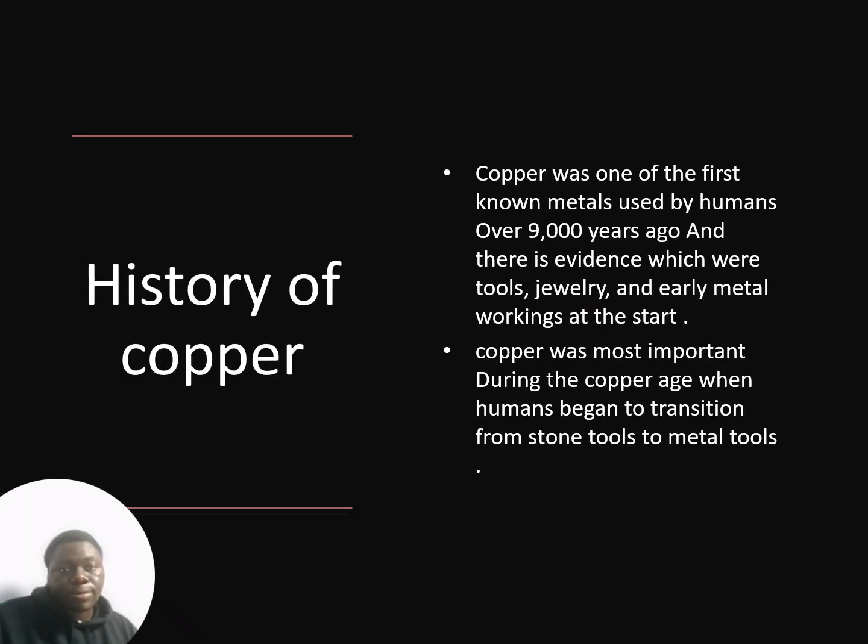The history of copper. Copper was one of the first known metals used by humans over 9,000 years ago, and there has been evidence, which were tools, jewelry, and early metal workings, that shows copper has been used from the start. Copper was one of the most important materials during the Copper Age, when humans began to transition from stone tools to metal tools.